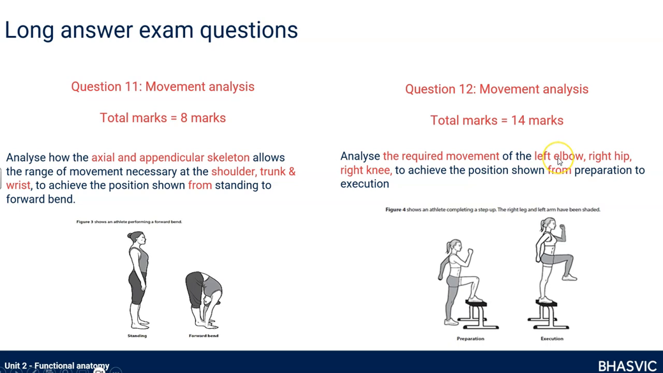Again, though, it's given you three joints: the left elbow, the right hip, and the right knee. Don't write about the left knee, don't write about the right elbow. It's irrelevant to this question, purely those three that it's asked for. And then, of course, it goes from a position to another position. So from preparation, which is where they're stood on the floor, to execution, where they've done the step up. They're basically asking you to analyse the step up.